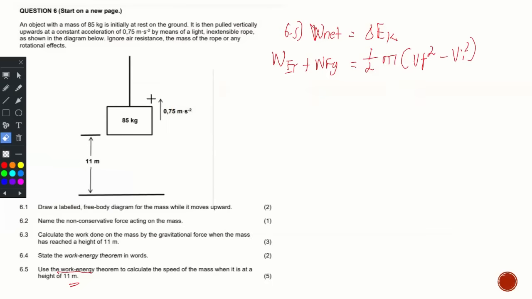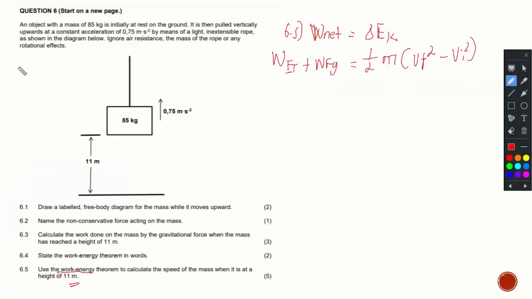So before we can apply this formula, we need to revisit Newton's second law, whereby F net is equal to ma. Now, tension is going upward, so this is our tension, and this is our Fg. Tension becomes the positive direction, Fg becomes the negative direction. So that means we have T minus Fg is equal to ma.